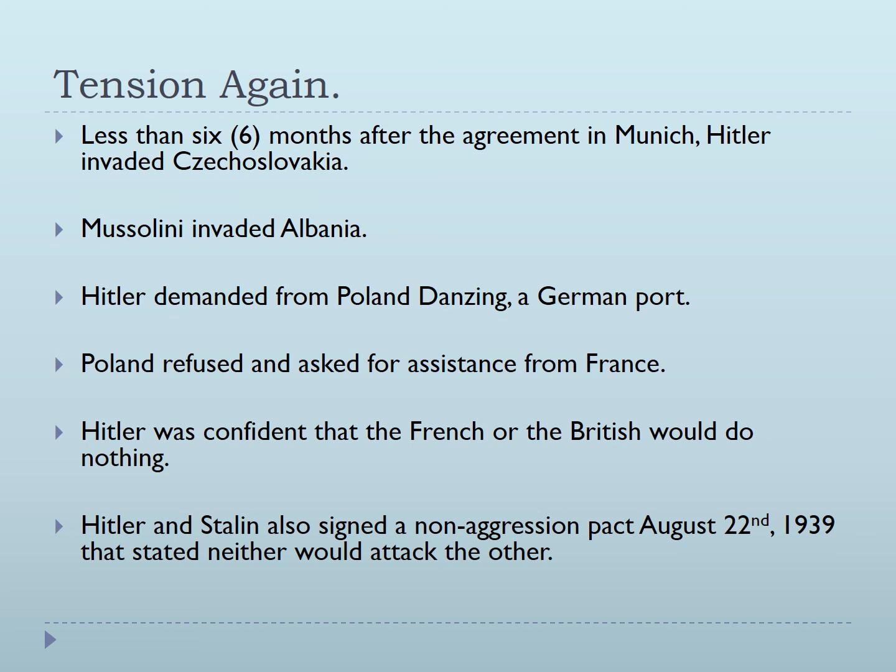The French and the British also wanted the Soviet Union, Stalin, to step in and provide assistance to stop Hitler. But Stalin is playing both sides. He's listening to the French and the British to see what they're going to offer him, and then he's listening to Hitler to see what Hitler's going to offer him, and he takes an agreement with Hitler, and they sign a non-aggression pact on August 22nd, 1939, that stated neither would attack the other. So now we have Germany, Italy, Japan, and the Soviet Union in an alliance.